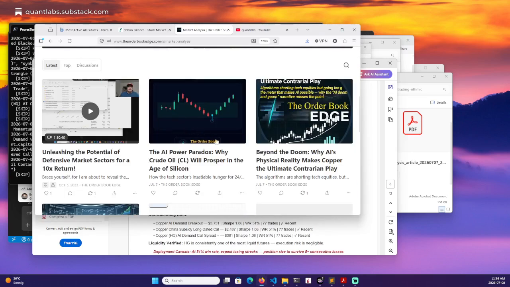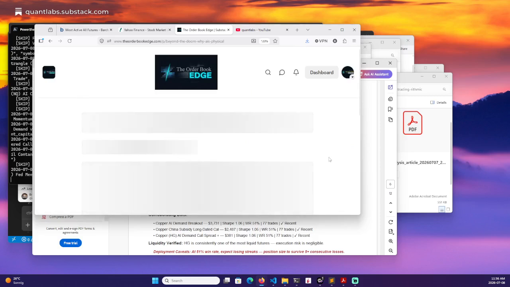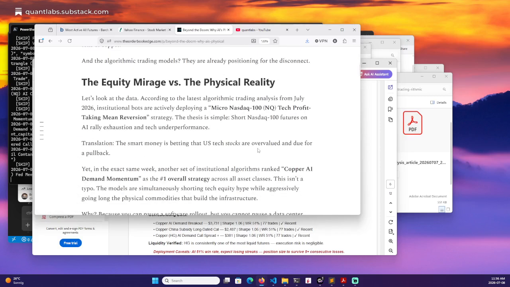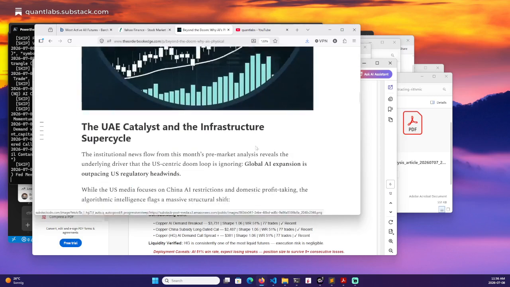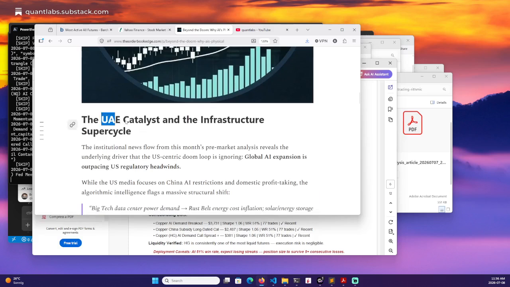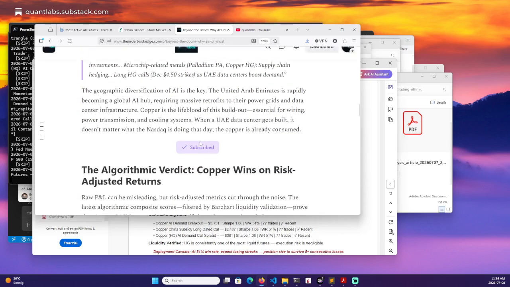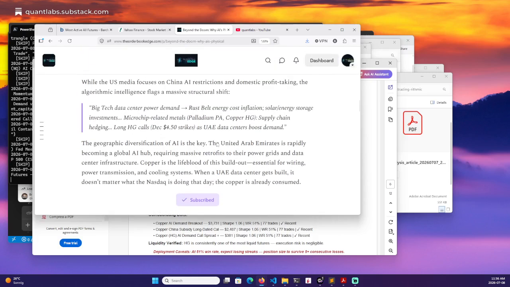Let's see here if I have it. So I talked about CL and why it will go up, and this article here will go up. Why? Because, as I said earlier, of the UAE catalyst. UAE is hungry for data centers, for AI data centers. And copper will, over the long term, continue to be driven up, and that's just one country.